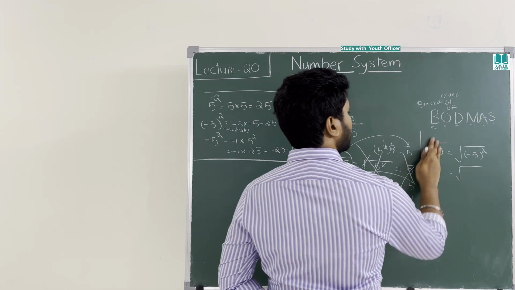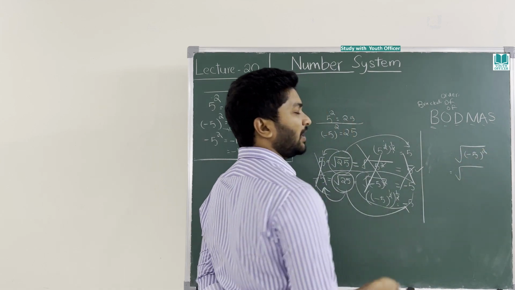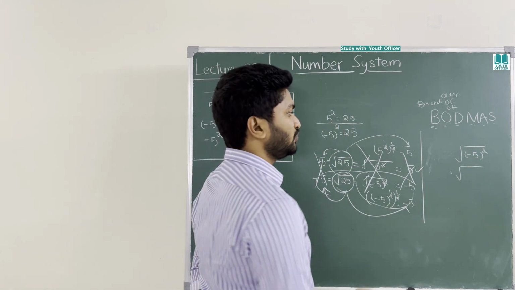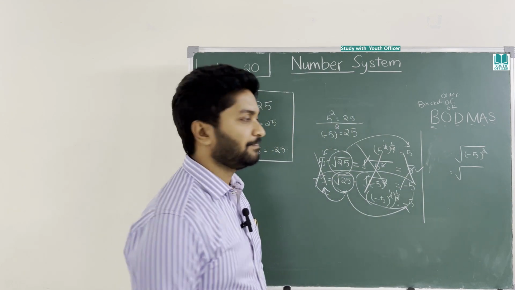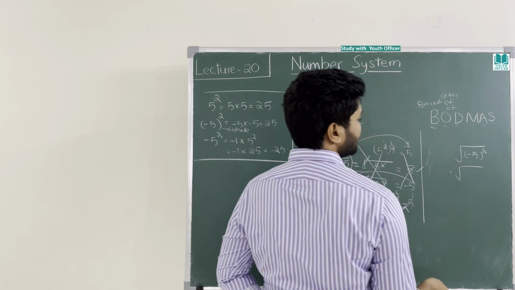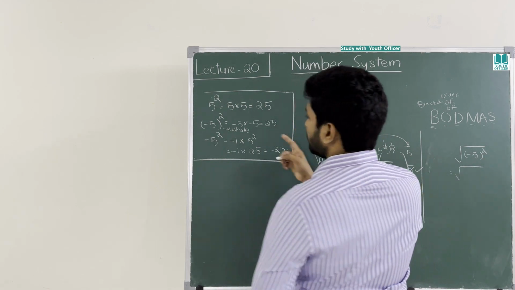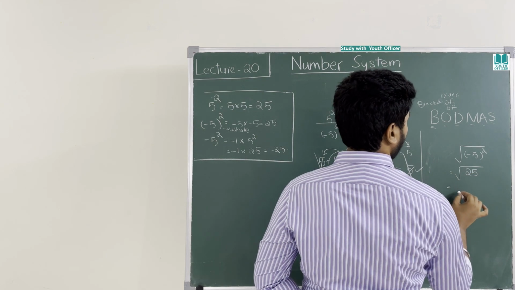Or somebody did not give the square root of 25. Directly they have given square root of minus 5 whole square. What is the answer? They will ask you. You should not cancel it and tell, yeah, it is minus 5, sir. You should never tell that. First you have to solve these brackets. Minus 5 whole square is minus 5 into minus 5. I already told you, 25. Square root of 25. Square root of 25 is 5.